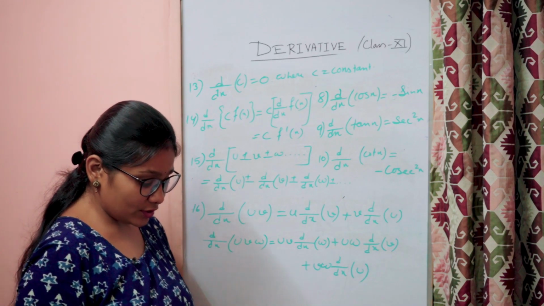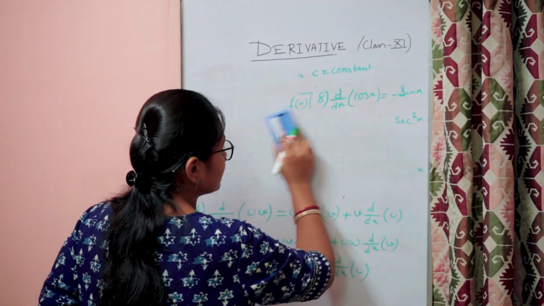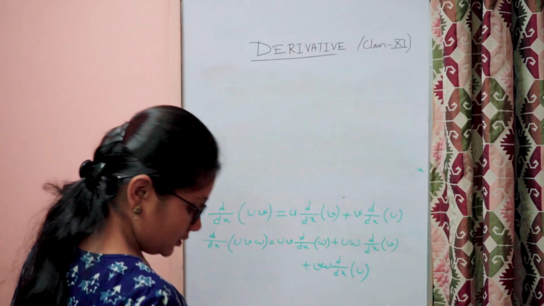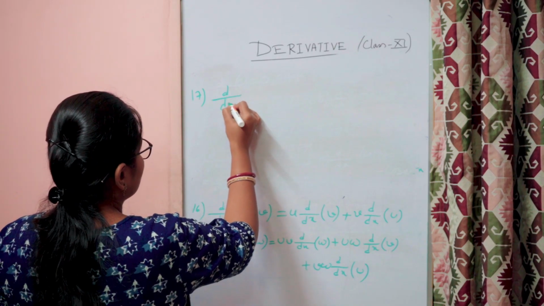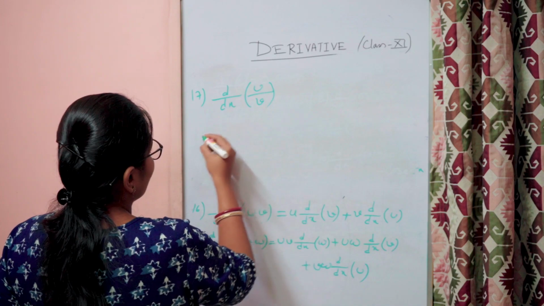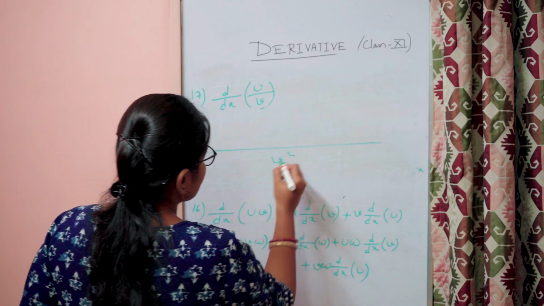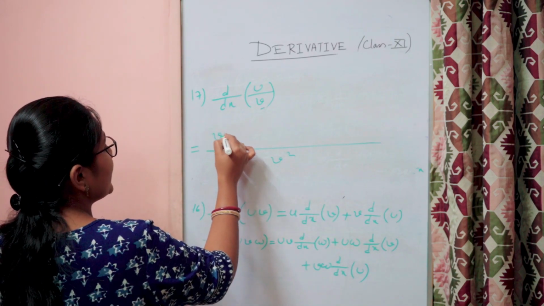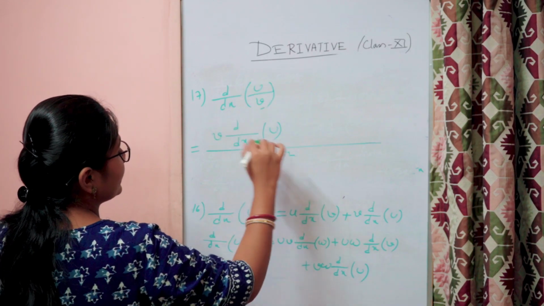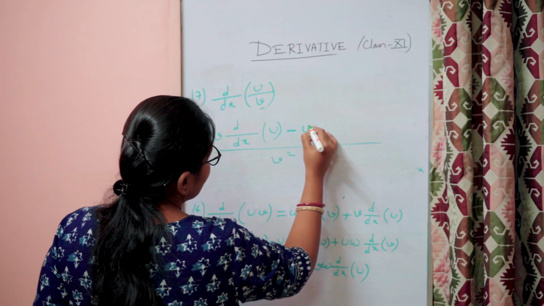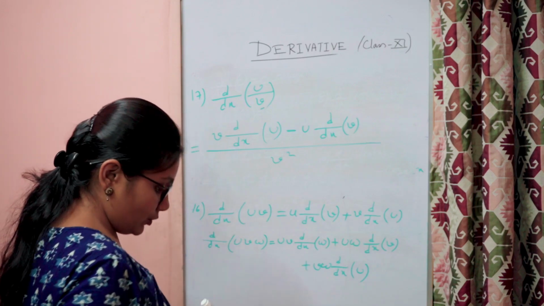And the last formula is for division. This is also very important. For division of u and v, what is the formula? We have to take the square of the denominator, that is v square. Then v will remain as it is and you have to take the derivative of the numerator, then minus sign, then the numerator will remain as it is and you have to take the derivative of the denominator. This is the formula.